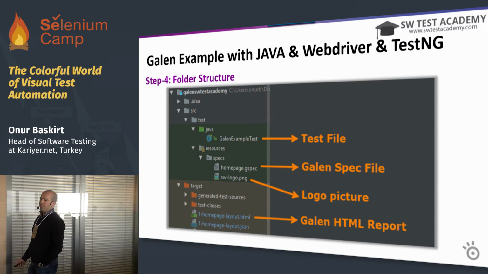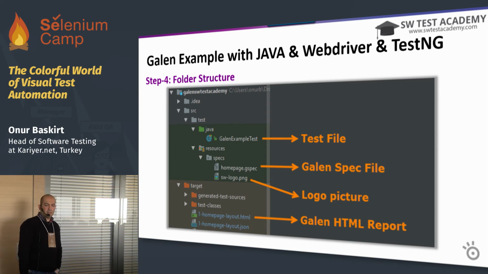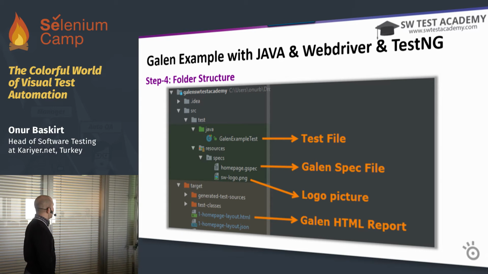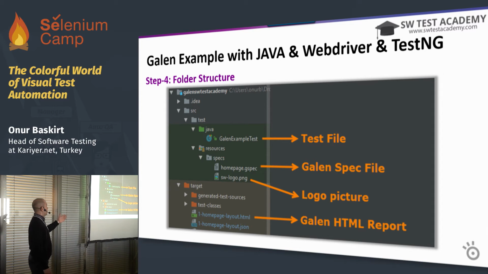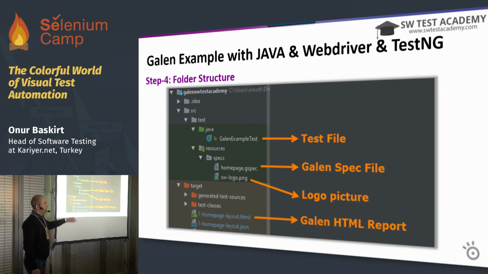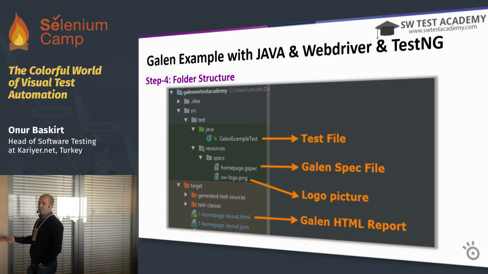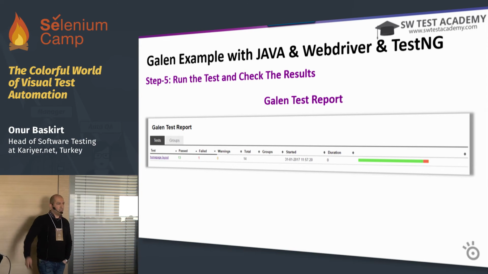And the folder structure, as you see, is like that. This is our test, Galen example test. Under the specification folder, I put my home page Galen specification file and SW test expected logo. And under target, as you see here, these are our Galen reporting HTML files. This is the report. It's very clean, as you see.